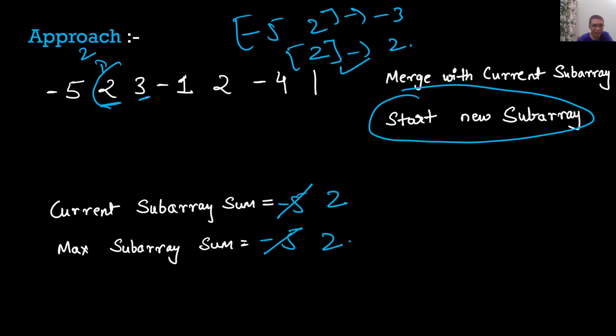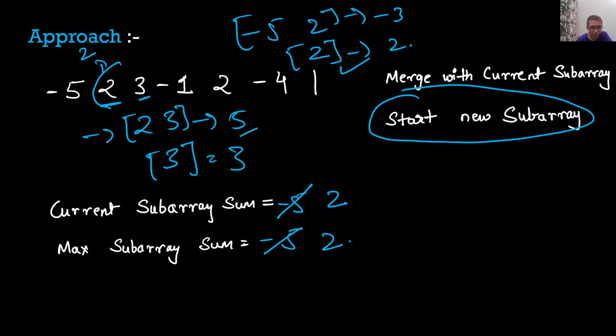Now I have 3. So either I can start a new subarray or I can merge this 3 with 2. So I can either have 2, 3 or just 3. This subarray is going to result in a sum of 5, and only 3 is going to give me just 3. So 5 is better. Hence, I'll go with this subarray 2 and 3. So 2 and 3 will give me a subarray sum of 5. So I'll change my subarray sum from 2 to 5. And also my max subarray sum was 2, so I'll change it to 5, right?